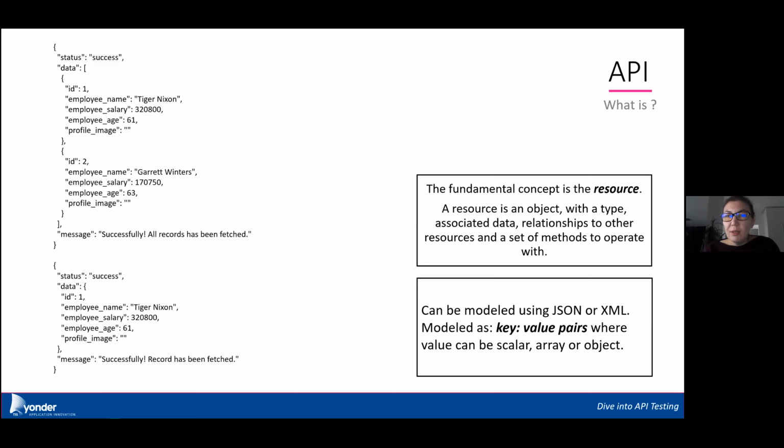Usually right now it's more represented in JSON format, and is modeled by key-value pairs of data, which can be a scalar, an array, or an object. What does this mean? For example, this entire thing is an array, a collection of multiple resources, because we have two resources here. This one is the resource object. It's actually the entire data that we need for this employee.